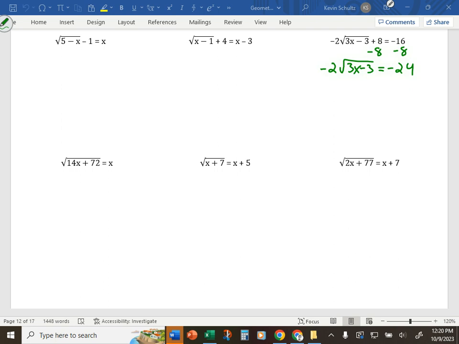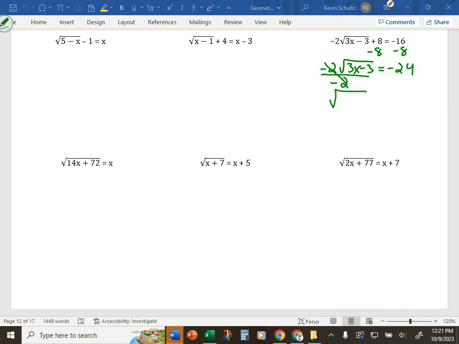Now what? Divide both sides by -2. Remember, this just says -2 times the root of 3x minus 3. It'd be the same thing as saying -2 times n. To get n by itself, you divide by -2. To get the root by itself, what you're multiplying by -2, you're going to divide by -2.